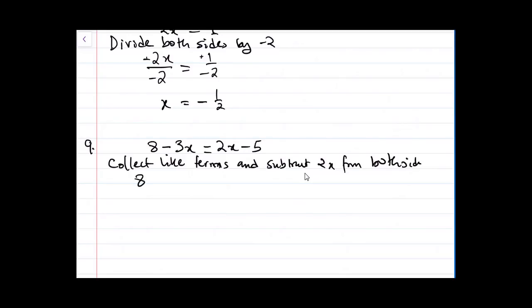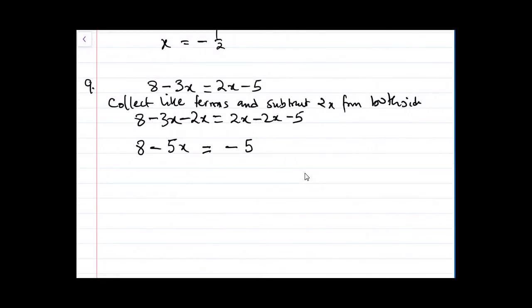So we have 8 minus 3x minus 2x, and then 2x minus 2x minus 5. So here we have 8 minus 3x minus 2x will give us minus 5x. And from there, the 2x here will cancel out, and we are left with a minus 5. To solve this further, we have a positive 8. So what we can do is subtract 8 from both sides.